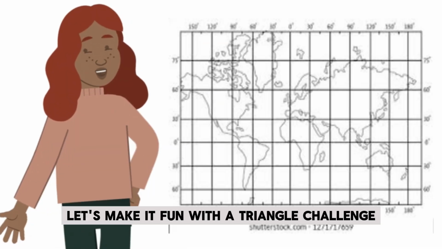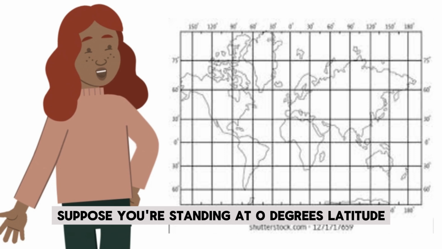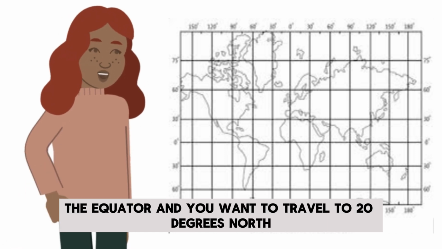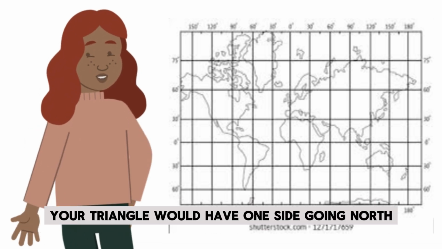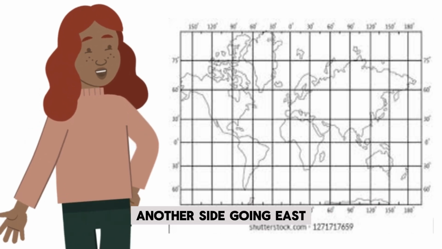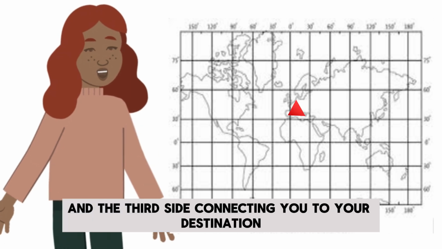Let's make it fun with a triangle challenge. Suppose you're standing at 0 degrees latitude, the equator, and you want to travel to 20 degrees north and 60 degrees east. Your triangle would have one side going north, another side going east, and the third side connecting you to your destination.